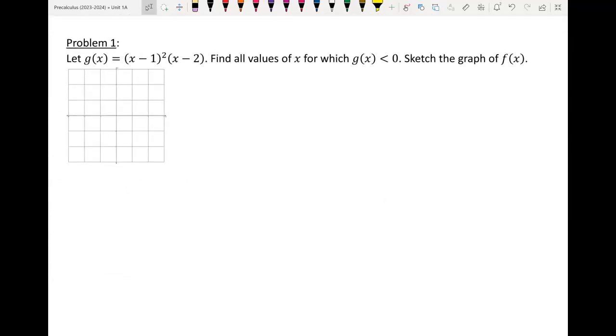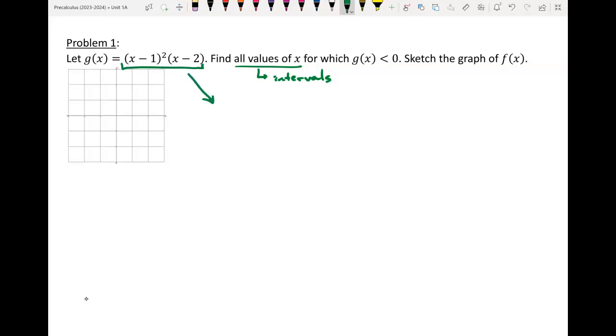So problem number 1, we have g of x is equal to (x minus 1) squared times (x minus 2). We want to find all the values of x for which g of x is less than 0. Now, this means the intervals. We want intervals of x, intervals of the domain.